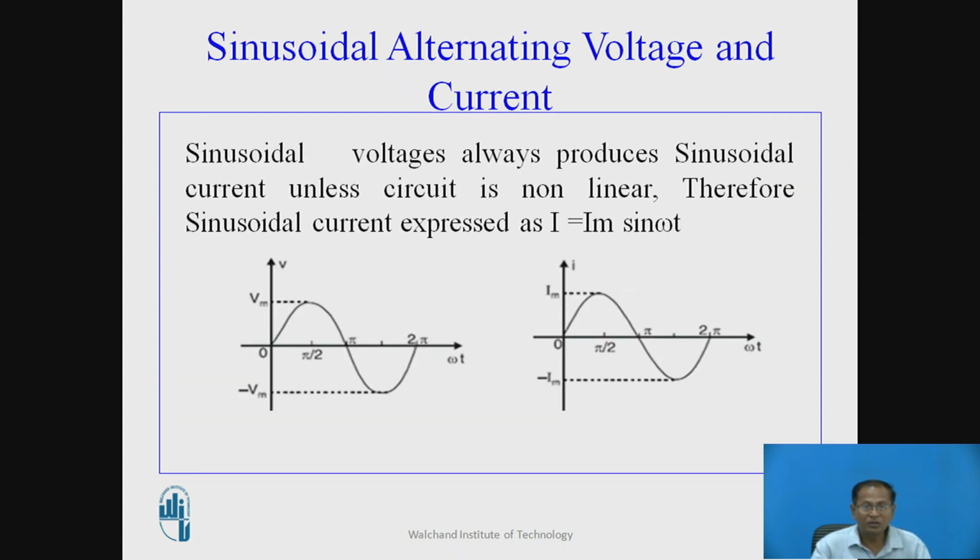The sinusoidal voltage always produces the sinusoidal current unless a circuit is non-linear. Therefore, the sinusoidal current is expressed as I is equal to Im sin omega t. This is the sinusoidal alternating voltage and the sinusoidal alternating current. At omega t is equal to 90 degrees, the peak value is maximum. So here at omega t is equal to 90 degrees, the voltage is maximum, represented by Vm, and at omega t is equal to 270 degrees, the voltage is maximum negative.